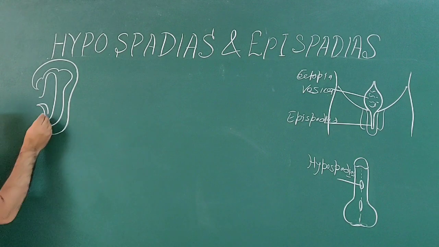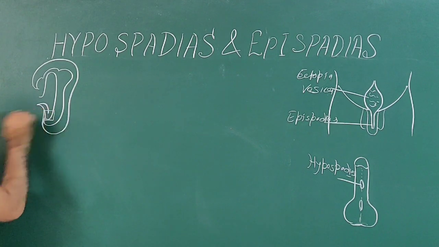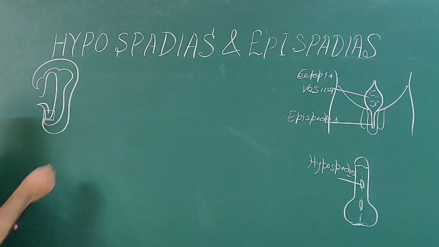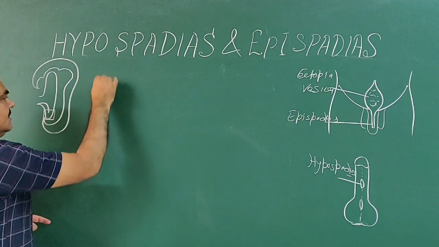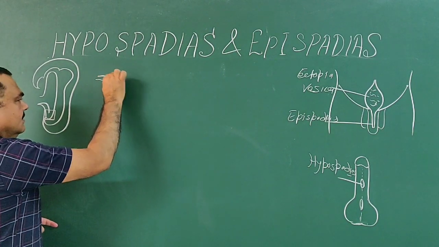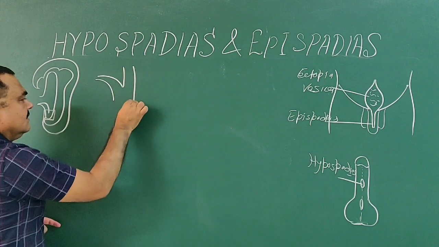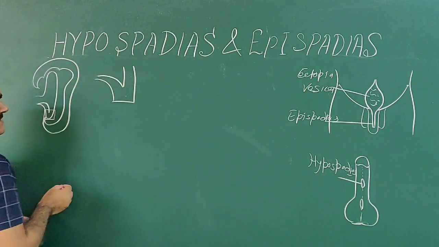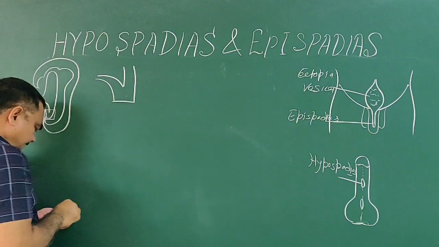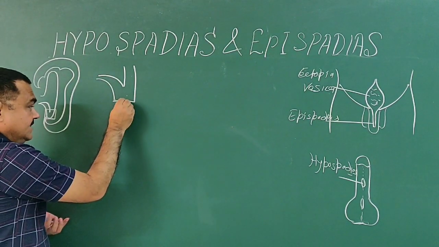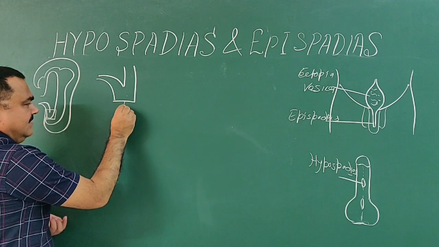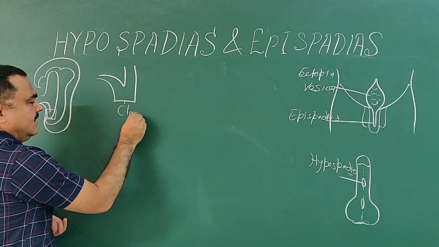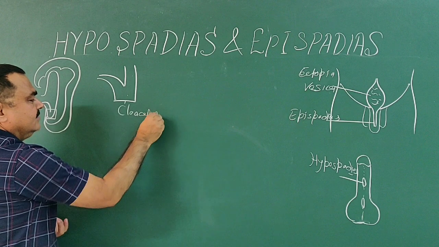This is the developing embryo. If you enlarge this part, this is cloaca and allantois. So this is cloaca and this is hindgut, this is allantois. And here you can see this membrane is the cloacal membrane.